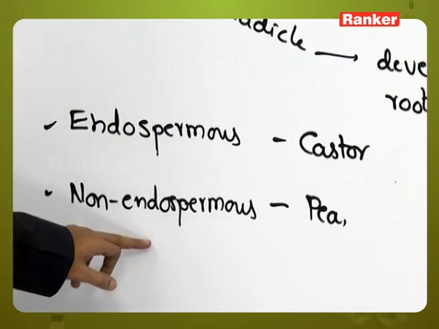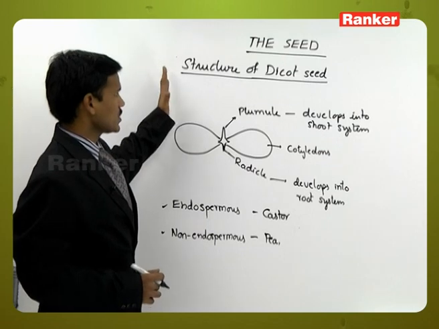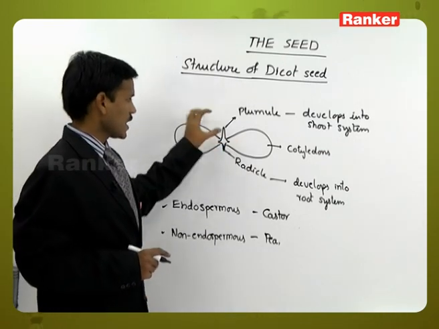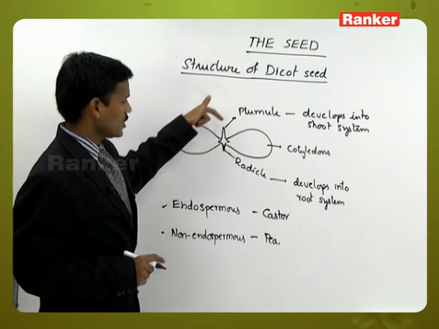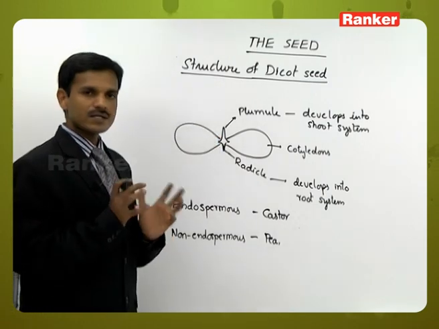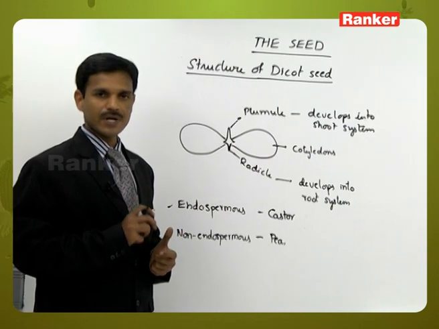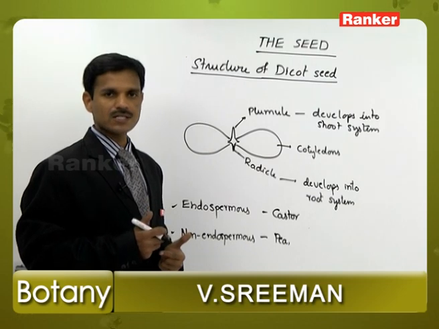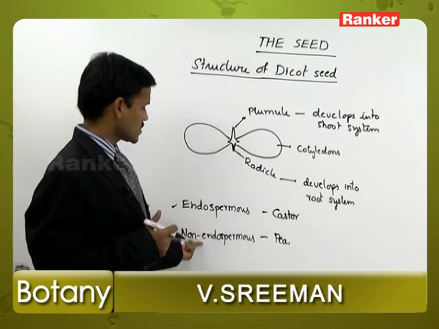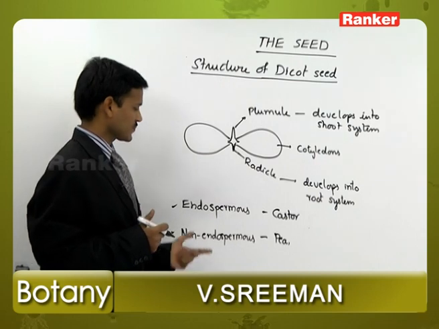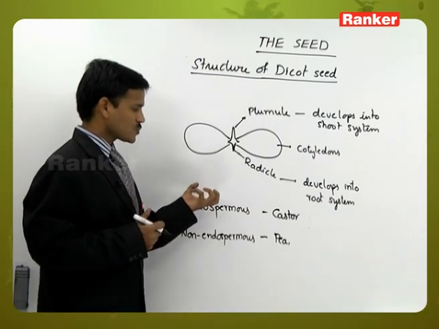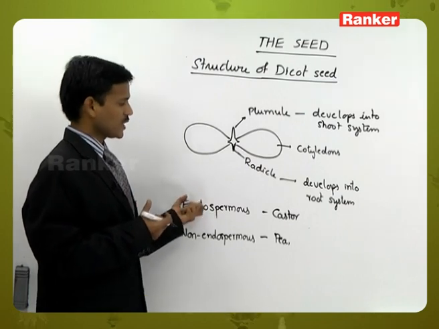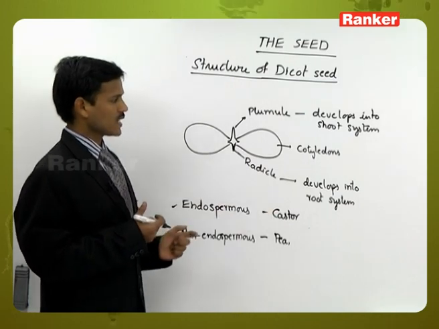Endospermous, non-endospermous. So that is about the structure of the dicot seed. Two cotyledons, embryonal axis, plumule, radicle, and in seeds sometimes endosperm is present, sometimes absent. If the endosperm is completely utilized, no endosperm is present, like in the pea plant. And sometimes endosperm is not completely utilized. Some amount of endosperm is remaining, for example, castor.